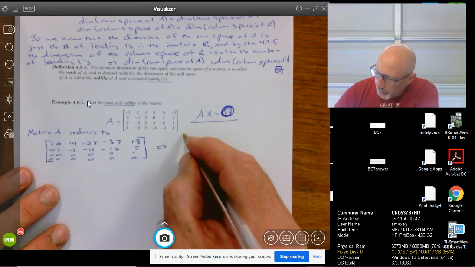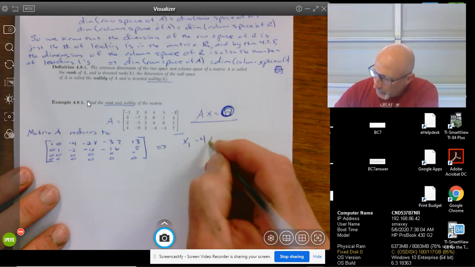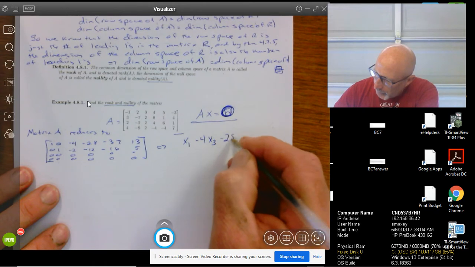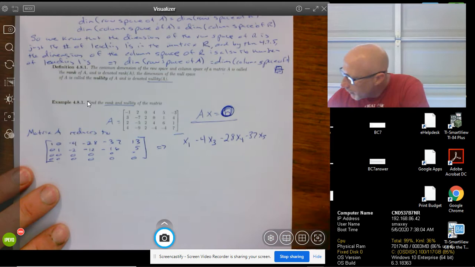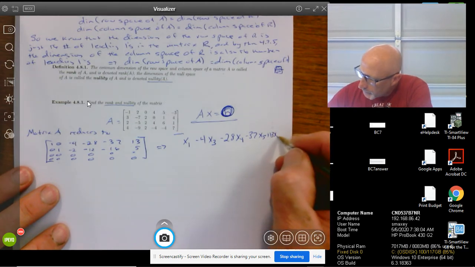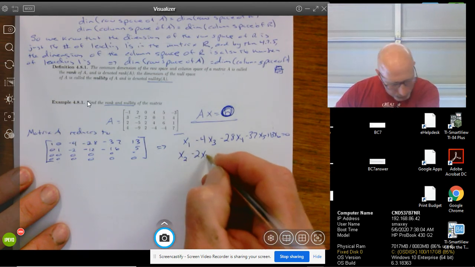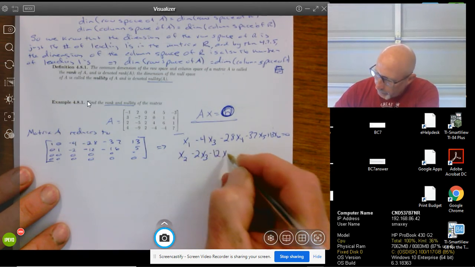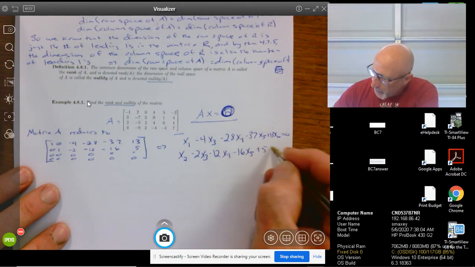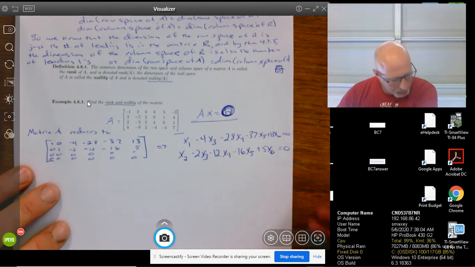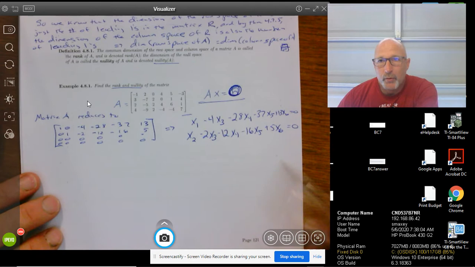Putting that into the system, I have x1 minus 4x3 minus 28x4 minus 37x5 plus 13x6 is equal to 0. And I also have x2 minus 2x3 minus 12x4 minus 16x5 plus 5x6 is equal to 0. Now what I'm going to do is come up with a general solution for this.